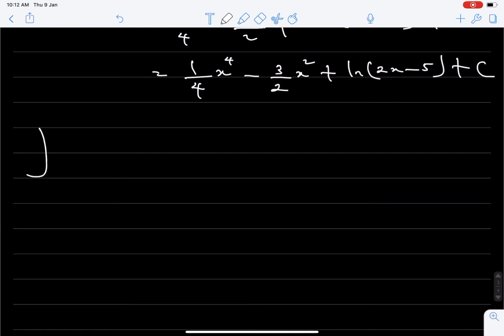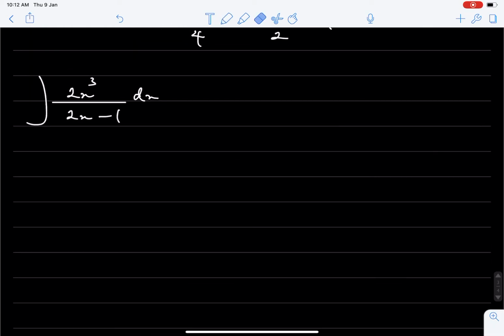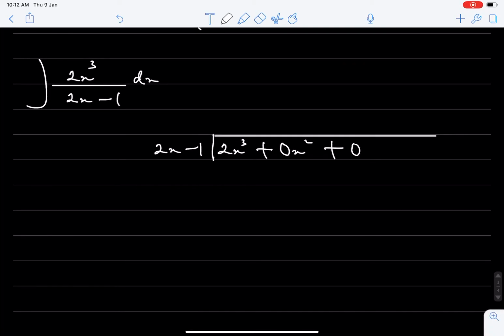Evaluate the integral of 2x cubed divided by 2x minus 1 with respect to x. The first thing to do, as we can see that this is an improper fraction, is to divide the numerator by the denominator. So that means 2x cubed divided by 2x minus 1. We can just write this as 2x cubed plus 0x squared plus 0x.